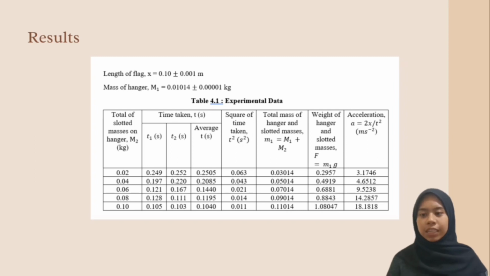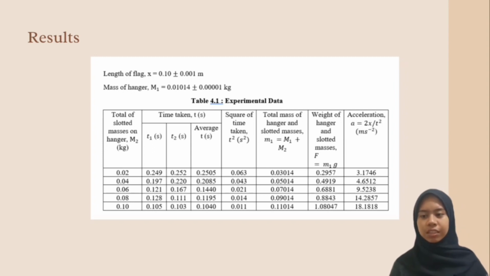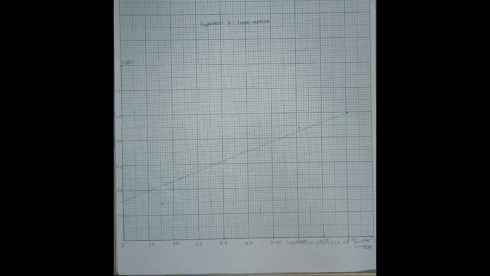For the weight of hanger and slotted masses, we multiply the total mass of hanger and slotted masses with the gravitational acceleration, which is 9.81 meters per second squared. And lastly, for the acceleration, we multiply 2 with the length of the leg and divide it by the square of the time taken. As for analysis 1, we need to plot a graph of weight force F (N) versus acceleration a (m s^-2). So here's the graph.